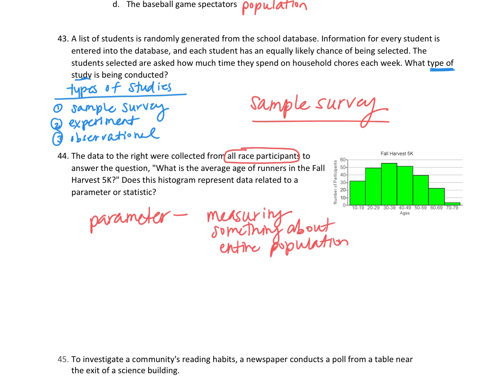So just remember, if it's information about the entire population, in this case every race participant was asked a question, that data is a parameter. If we had, let's say, asked every fifth runner the question, that would be a sample. It would be a smaller group to represent all of the runners. That would be a statistic.